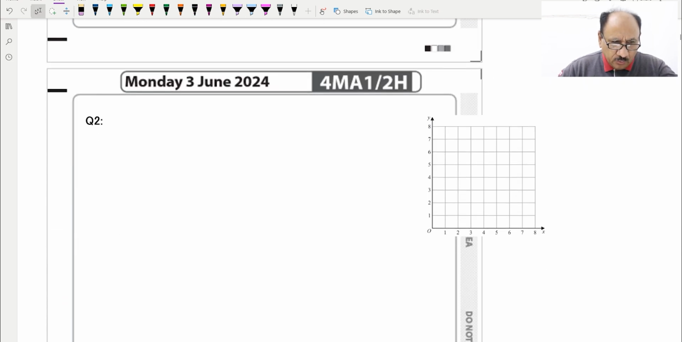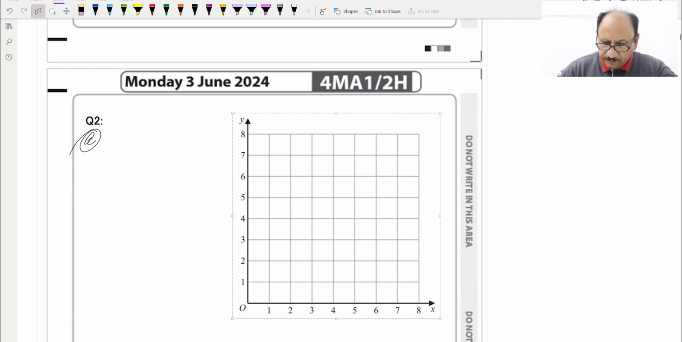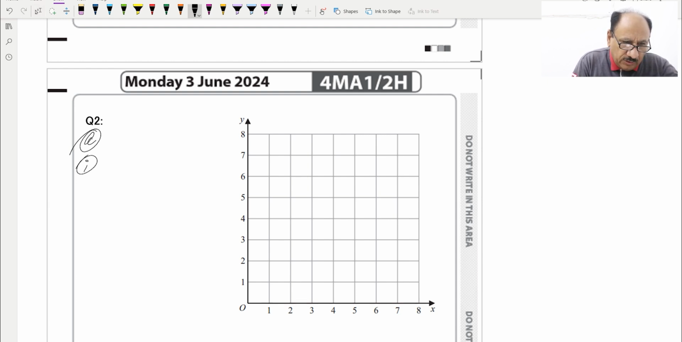Now for question number 2, A part, we can go through this. This is the grid which we will be referring to, and the information provided is: on the grid draw the straight line with equation, what? y is equal to 2. So this line is required, and y is equal to 2. We can draw y is equal to 2, which will be this line.